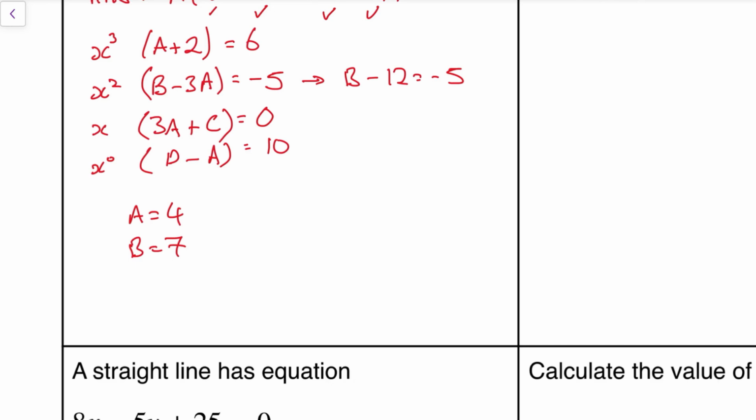And then the x value, so again, I know a is 4. So 3 times 4 is 12. So 12 plus something is 0, which means the c must be minus 12. And then finally down here, d minus a is 10. I know a is 4. So let's actually write this one out as well. So d minus 4 is 10, which means that d is going to be equal to 14.